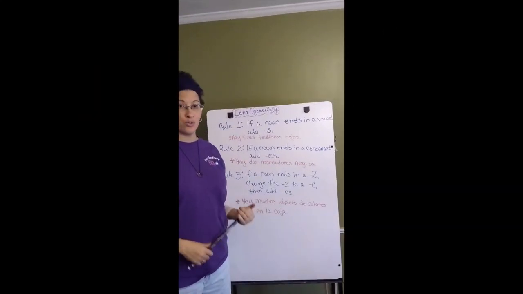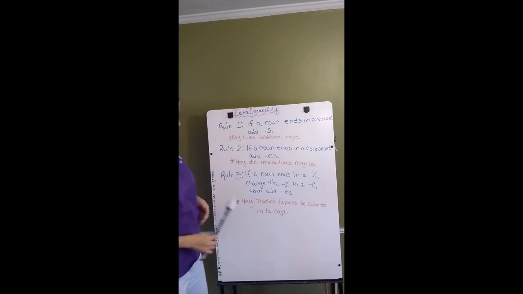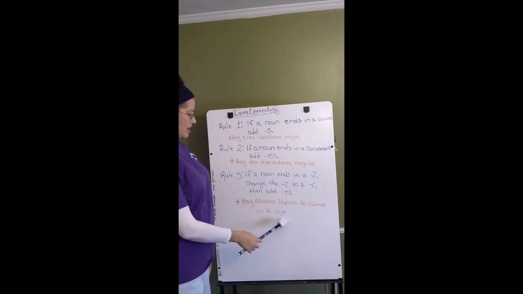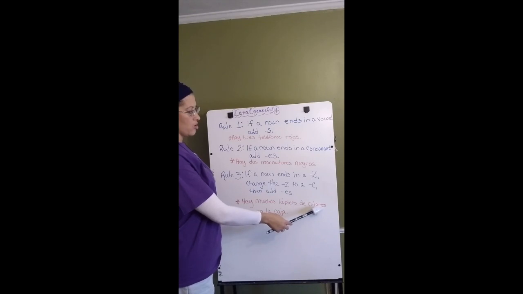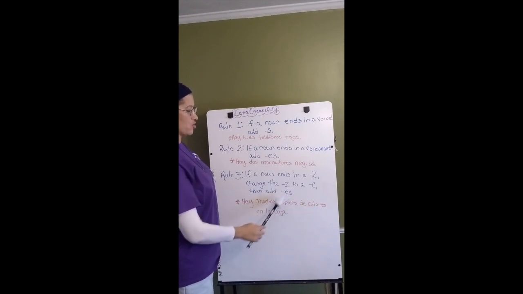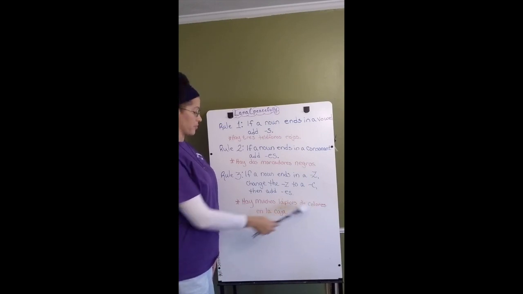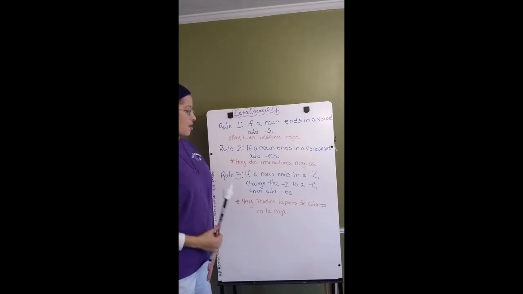And finally, the last rule about changing the Z to a C, then adding ES. Here's your sentence. Hay muchos lápices de colores en la caja. Lápiz is the noun. That's been made plural. And then de colores, colored pencils. Colores is the adjective here because it describes the pencils. So colores, color, needs to be made plural. So hay muchos lápices de colores en la caja. There are many colored pencils in the box.